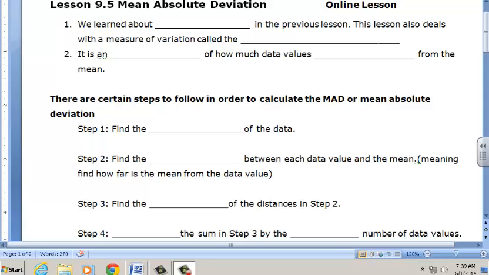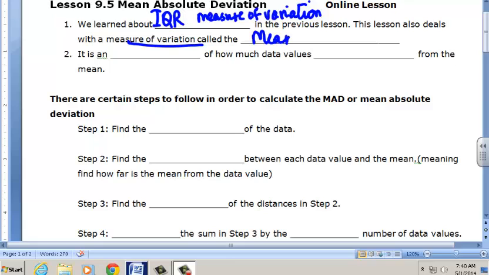This is lesson 9.5, mean absolute deviation from chapter 9. Now, in the previous lesson, we learned about interquartile range, which was nothing but a measure of variation. And in this lesson, we are also going to deal with another measure of variation, and this is called the mean absolute deviation.